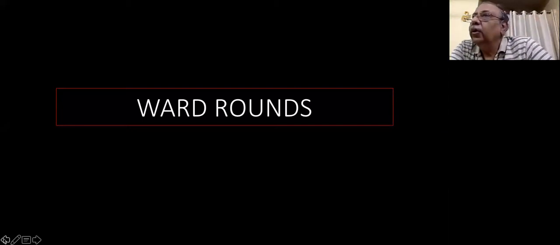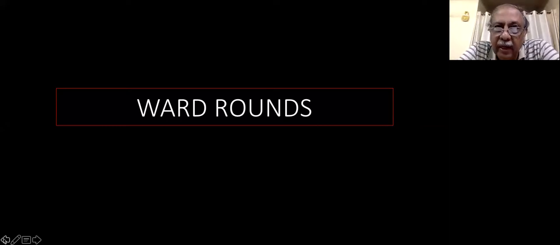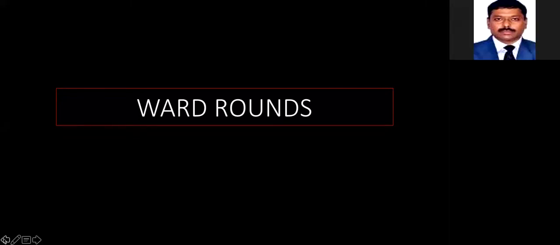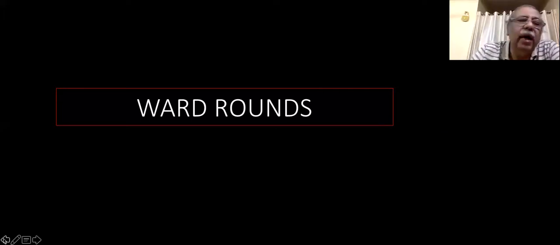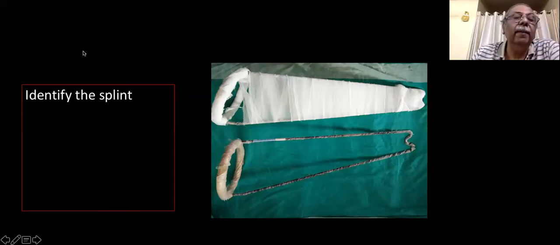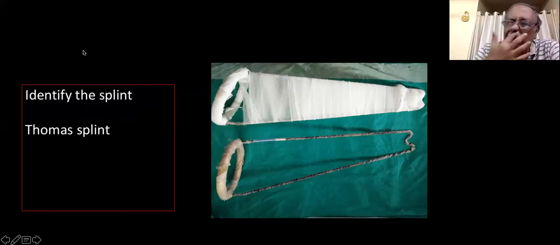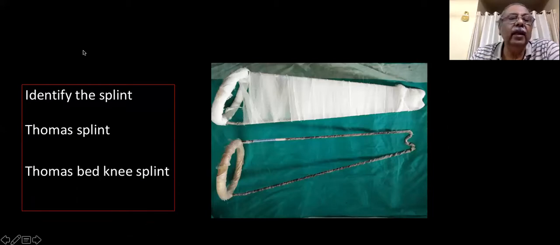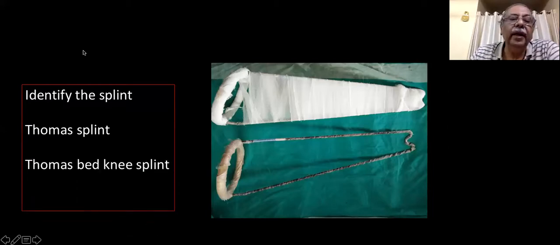What I'm going to show you are some of the things that may be rare in some big hospitals nowadays, but they have got some history behind them. One important thing is the splint like this, which will be kept, and you will be asked to identify it. The name of the splint is Thomas splint. Then you may be asked to give the full name of the splint. That is the Thomas bed knee splint.